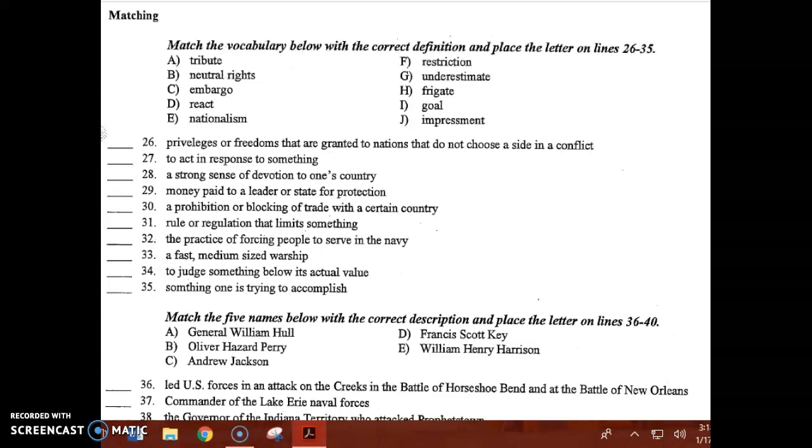Number 26. These are privileges or freedoms that are granted to nations that do not choose a side in a conflict. 27. This word means to act in response to something. 28. This word means a strong sense of devotion to one's country. 29. This is money paid to a leader or a state for protection. 30. This is a prohibition or a blocking of trade with a certain country.